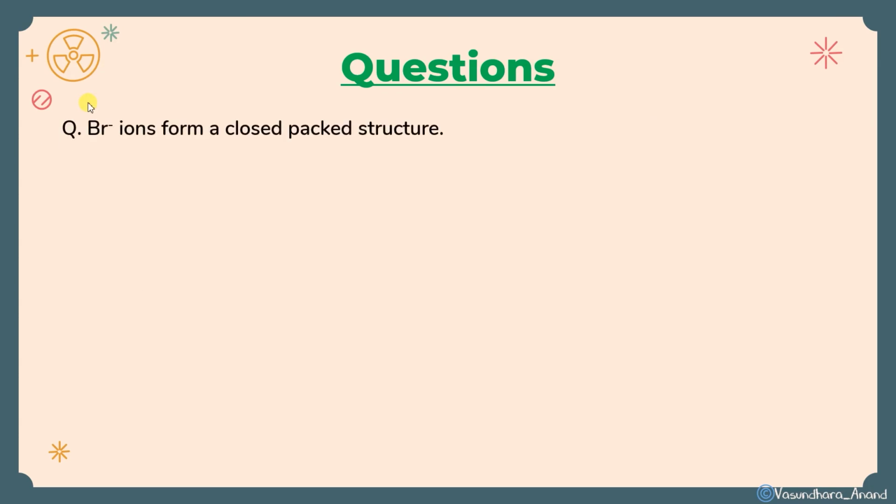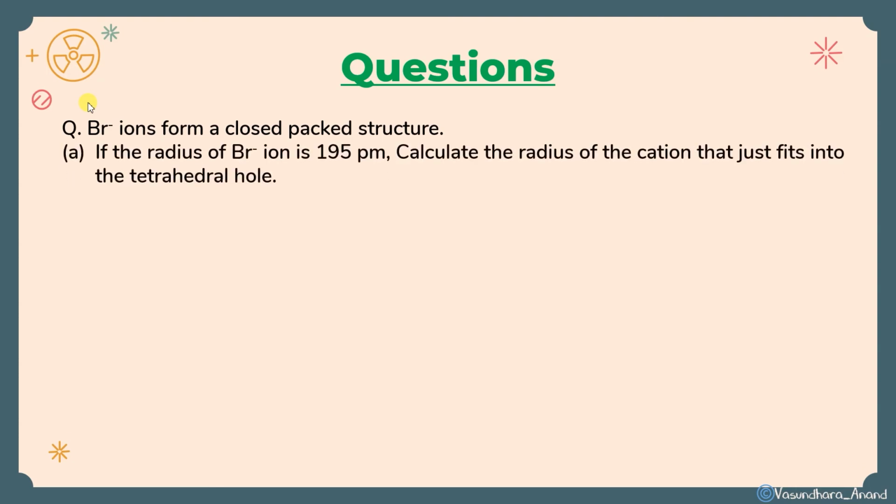Another question is also a very important question. This one: Br minus ions form a close packed structure. It is again another set of important questions. Ions form a close packed structure if the radius of Br minus ion is 195 picometer. The anion's radius is given. Calculate the radius of the cation that just fits into the tetrahedral void, tetrahedral hole.